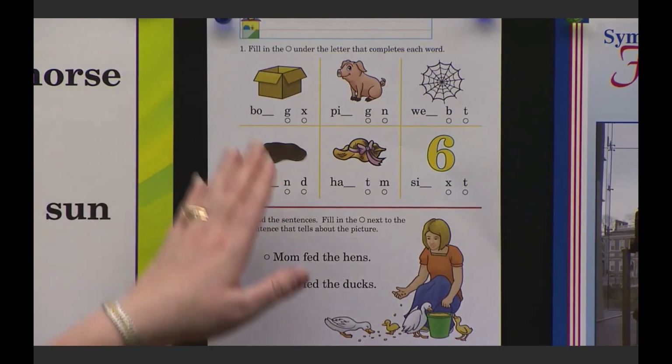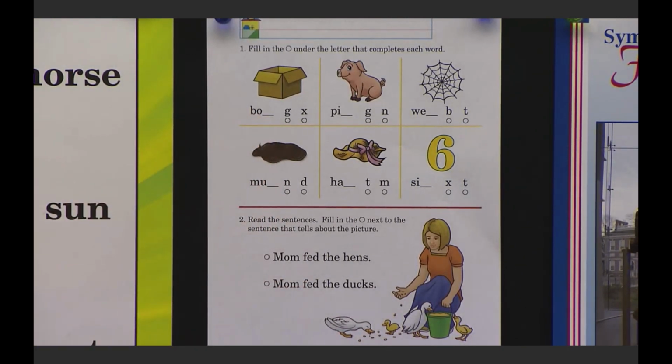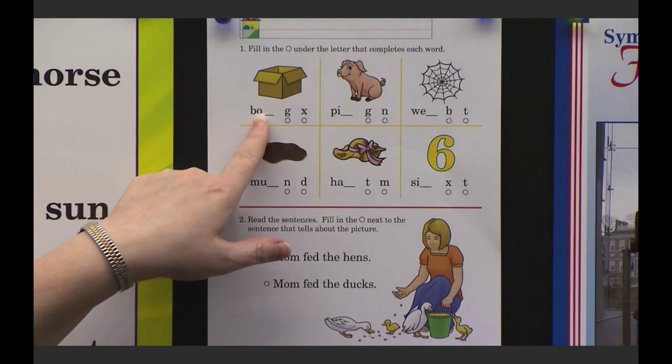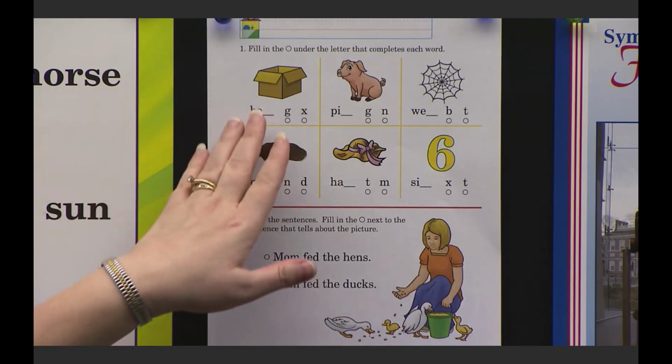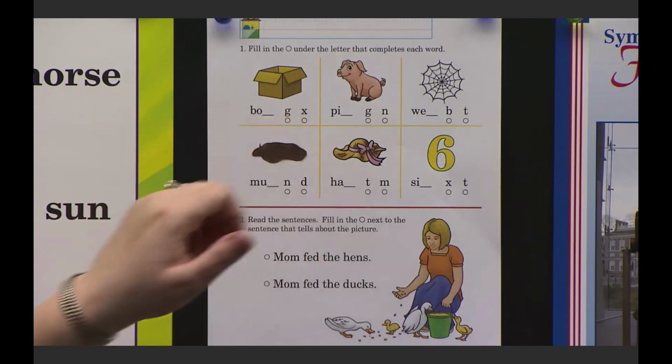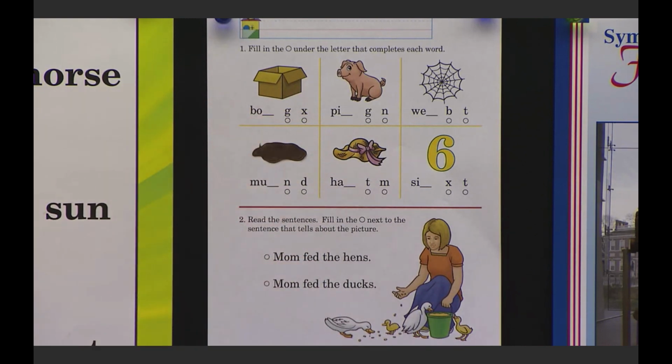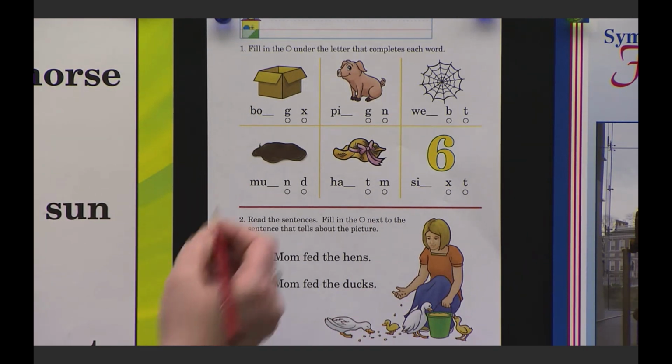Number 1, the direction says fill in the bubble under the letter that completes each word. Let's do the first one together. I have the blend bo-what? Bog. So let's sound it out. Bog, box. Which makes it a word? What letter? S. So we'll fill in that bubble neatly.